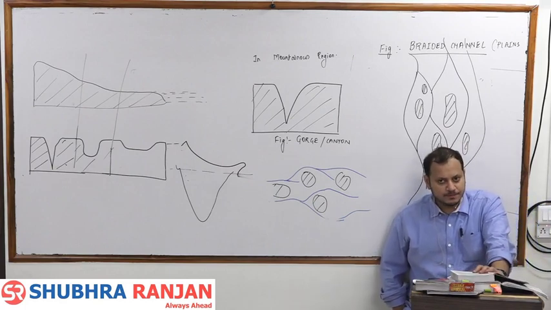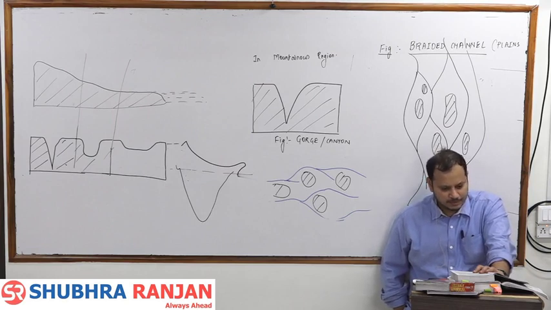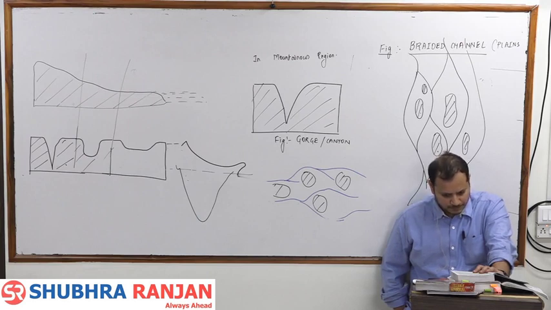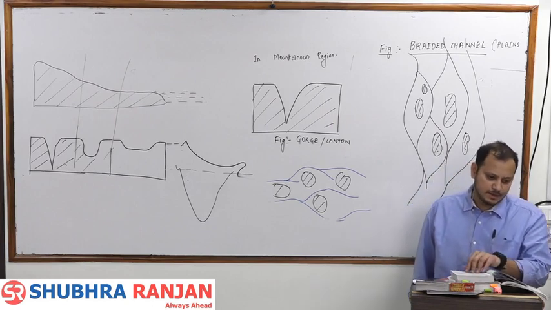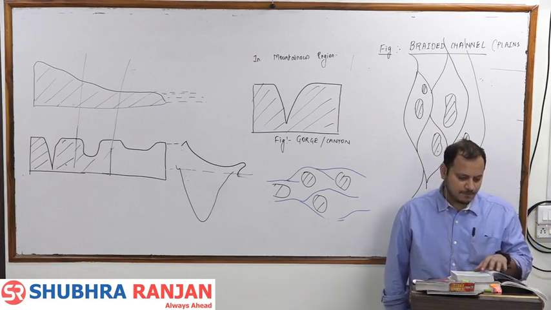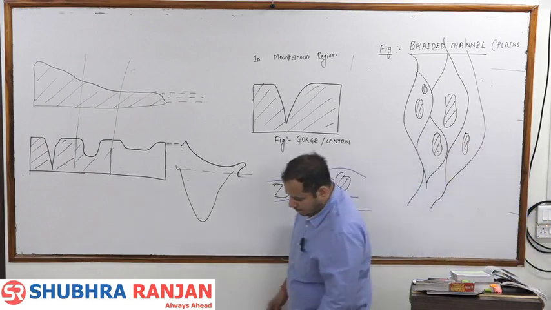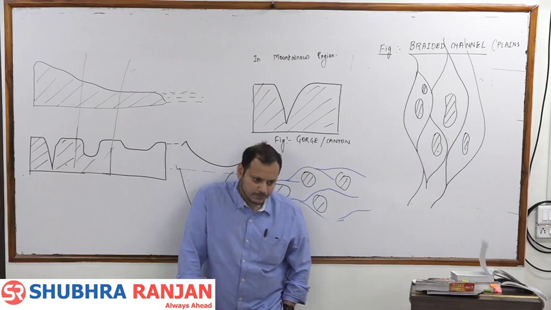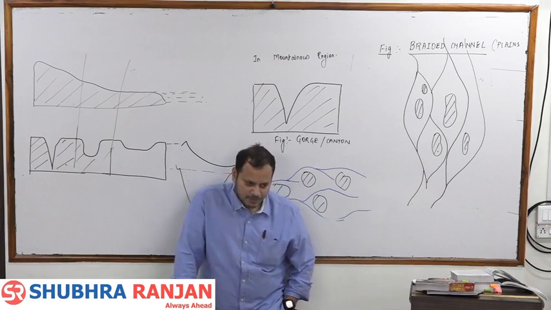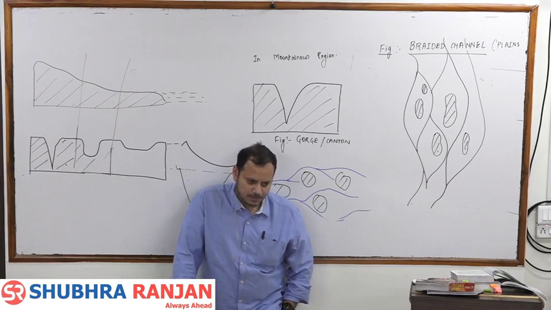But the entire landform on the Earth's surface is an outcome of either endogenetic processes or exogenetic processes. The endogenetic processes such as volcanism.